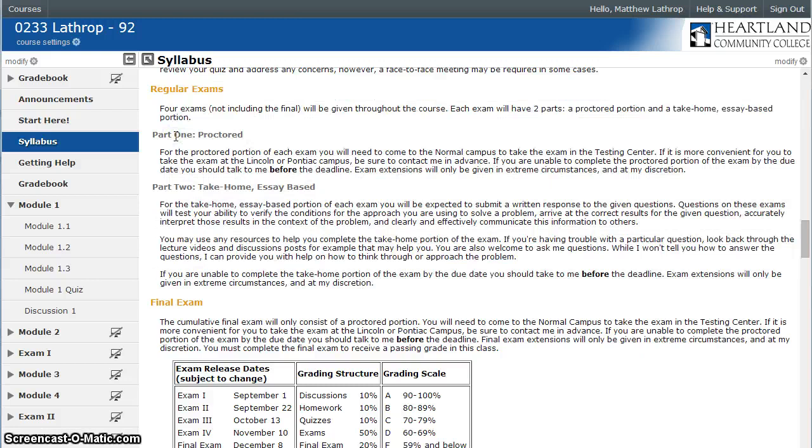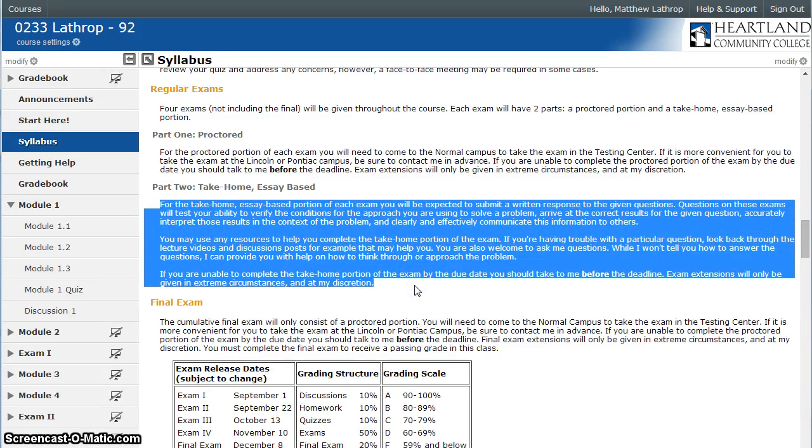Each exam will be split into 2 parts. The first part will be a proctored portion. The second part will be a take-home portion. So for the proctored portion, you'll need to come to the testing center at the normal campus, or if you prefer, I can arrange things so you can go to the Lincoln or Pontiac campus for that. So that'll be a traditional proctored exam. Then the other portion will be a take-home written essay-based exam.